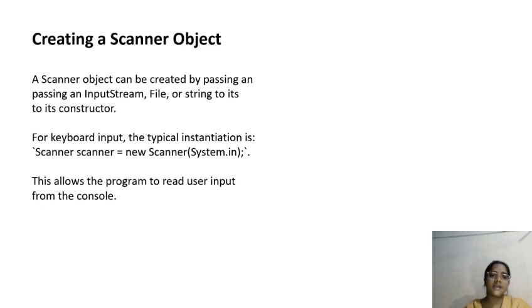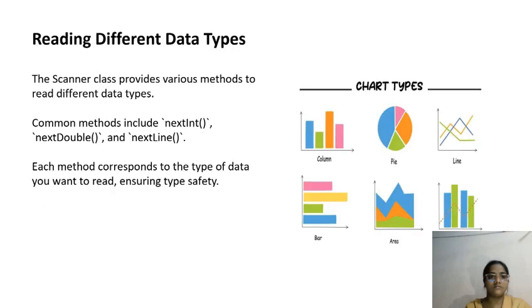Next, creating a Scanner class object. First of all, we have to know how to create a Scanner class object. As we know, Java works with objects. A Scanner object can be created by passing an input stream, file, or string to its constructor. For keyboard input, the typical instantiation is Scanner sc = new Scanner(System.in); which ends with a semicolon. This allows the program to read user input from the console.